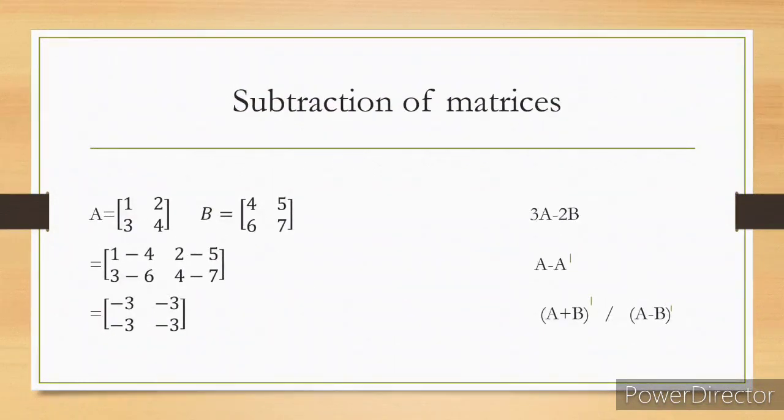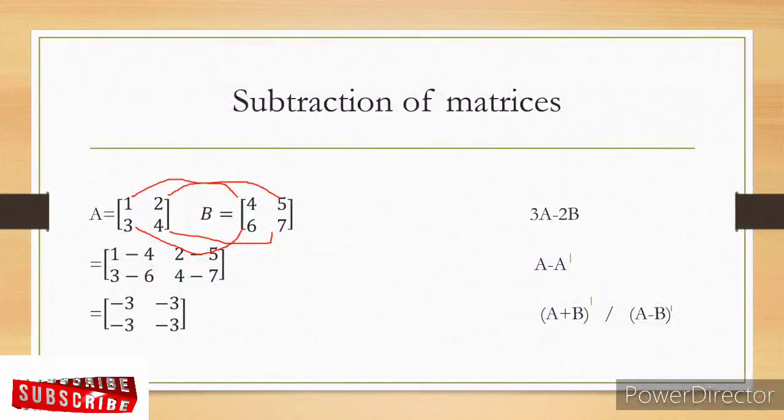Now we'll look at subtraction of matrices. It is simply like addition, but the only thing is we have to change the sign to minus. Here I have taken the same example as addition, 1, 2, 3, 4 and 4, 5, 6, 7. In the same way you take the numbers 1, 4 and 2, 5 and 3, 6 and 4, 7, but you have to use the minus sign because we are doing a subtraction. The same way you subtract and we'll get minus 3, minus 3, minus 3 as the answer. Here also they can ask you 3A minus 2B, A minus A transpose, A minus B transpose.